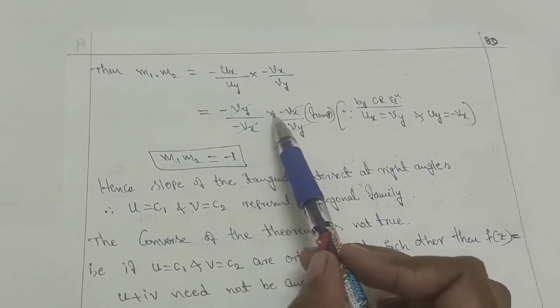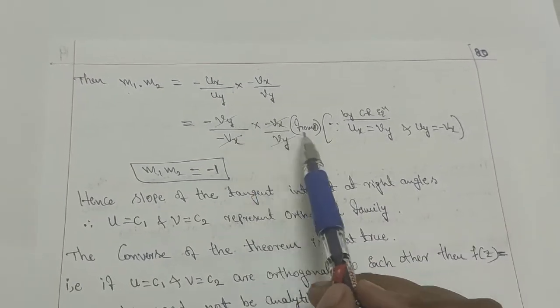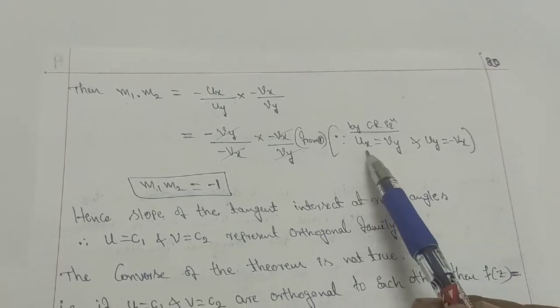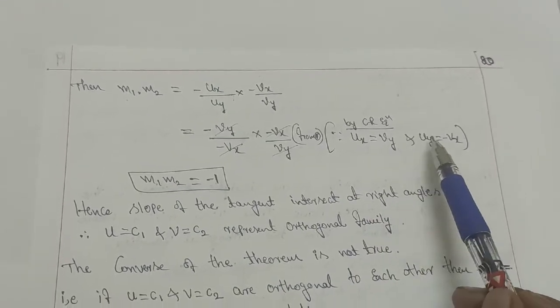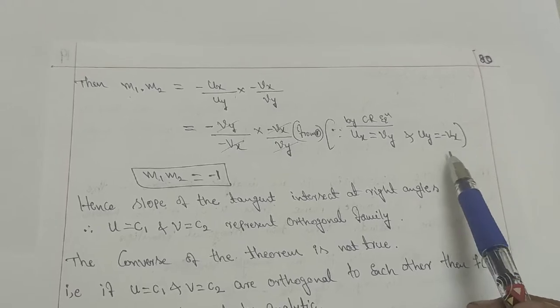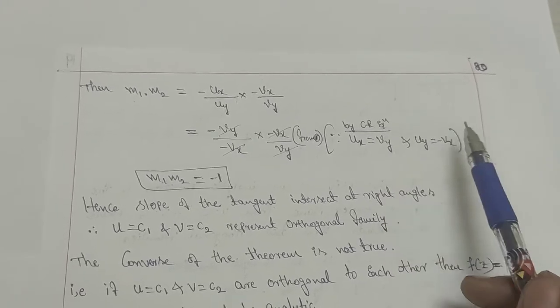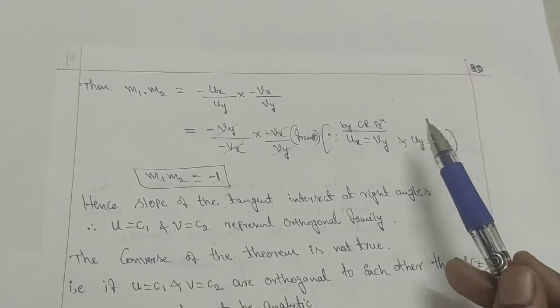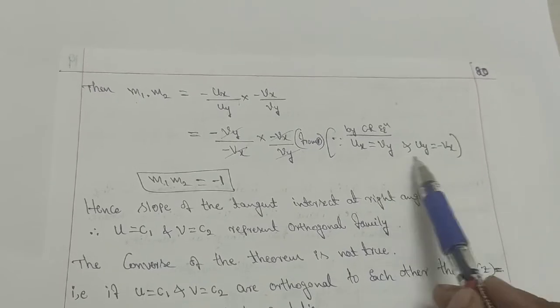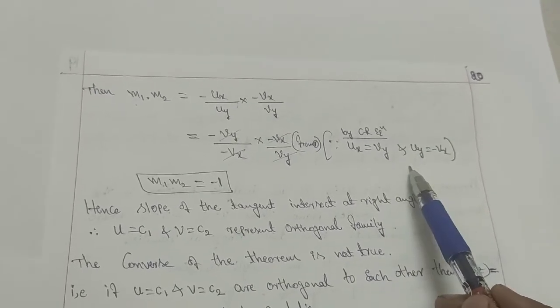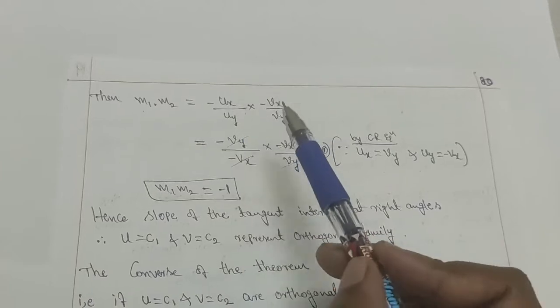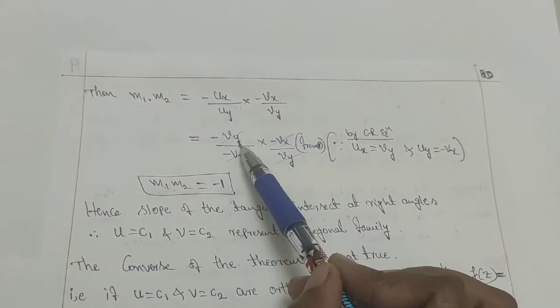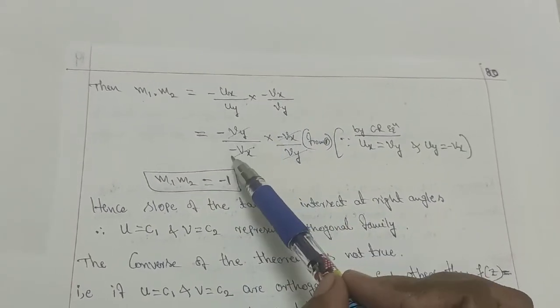So simplify it. We can substitute the CR equations here. CR equations are ux is equal to vy and uy is equal to minus vx, because they are giving f of z is analytic. Analytic means it should satisfy the CR equations. So this is the given data. So substitute the CR equations here: ux is vy and uy is minus vx.